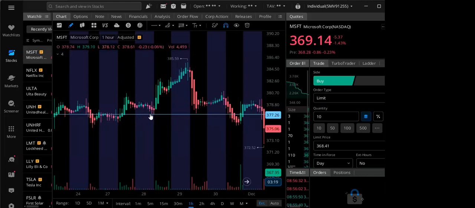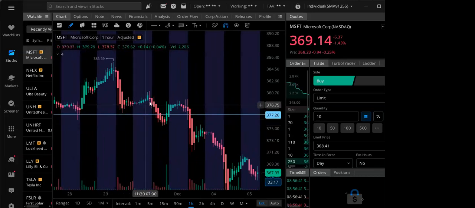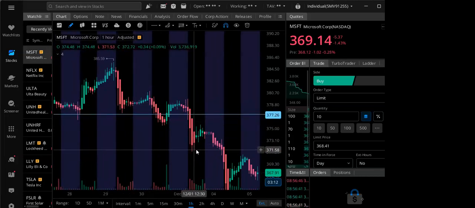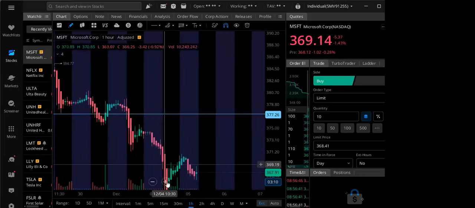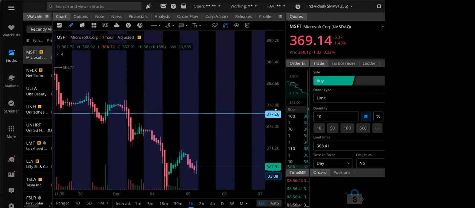We broke a key support level. After that, after this pullback, you're getting puts. You're holding here, second lower low, third lower low. Very easy plays.